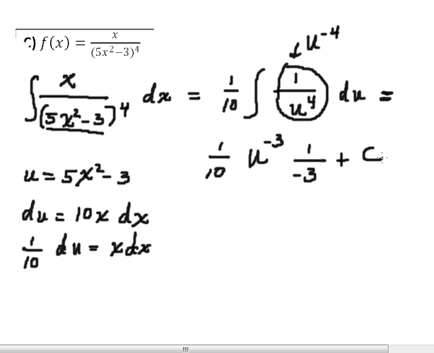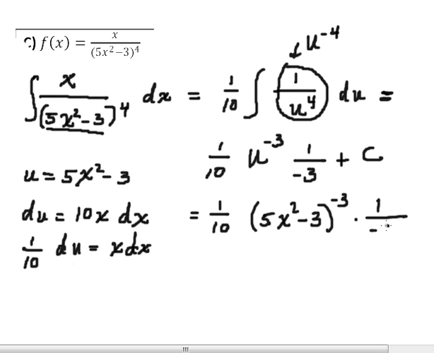And that's it, we're done, except for putting x back. So let's do that right away. Instead of u, we'll put back 5x squared minus 3, and just copy it over exactly as is. And that's it. Okay, and we're done.